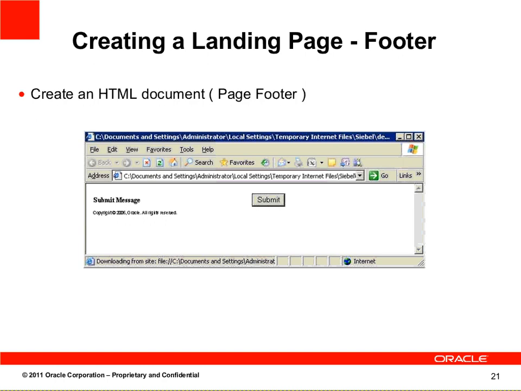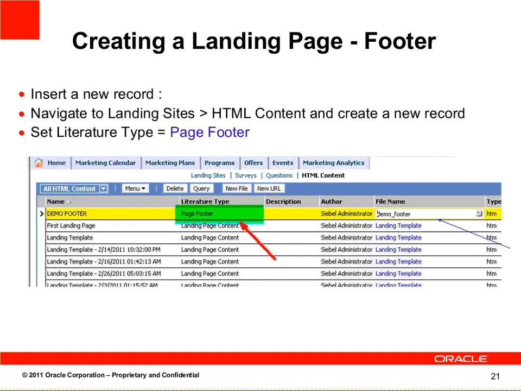It only has a couple of lines, the submit button, and you're ready to create the HTML content record. So you go again to landing sites, HTML content, create a new record, but this time you specify the literature type as page footer.